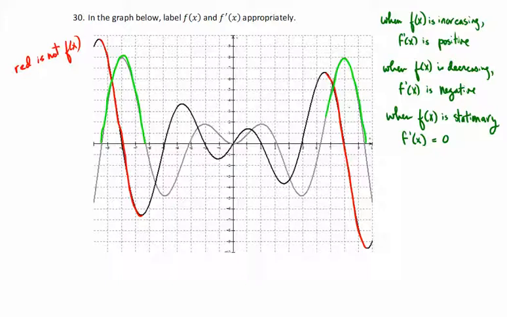And so if red is not f of x, then red must be f prime of x, and green must be the original function. Well, let's take a look at that then. Alright, so if green is the original function, then notice, not green, now the light gray is the original function.